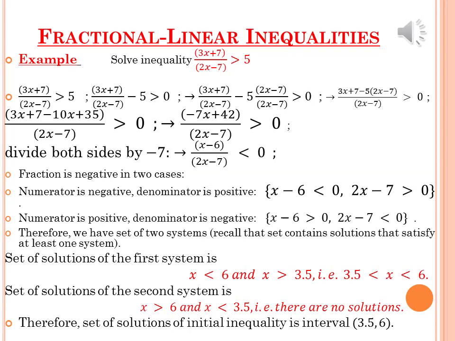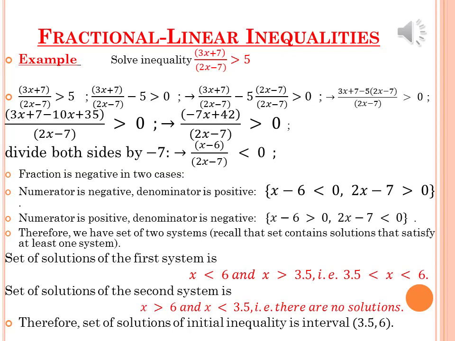All is less than 0. Why is it less? Here it was greater, because we took out minus 7, and minus 7 changes the sign from greater than to less than. So I have numerator x minus 6, denominator 2x minus 7, less than 0. Less than 0 means negative.